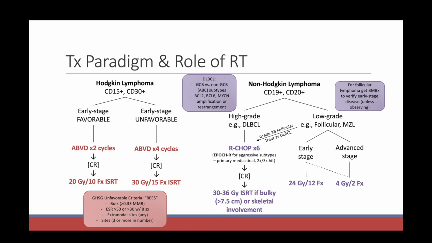I just remember the German Hodgkin study group criteria, which is bulky disease over 1/3 mediastinal mass ratio, having an ESR of over 50 or an ESR over 30 if they have B symptoms, having any number of extranodal sites, or having 3 or more nodal sites of disease. So you can remember this with the B's mnemonic, BEES: bulk, ESR, extranodal, and the number of sites. 3 or more for the German Hodgkin study group criteria.